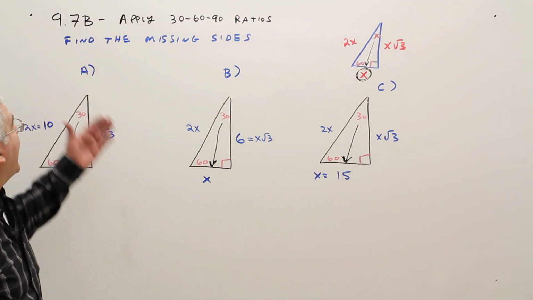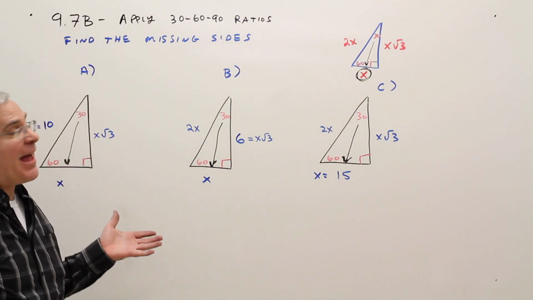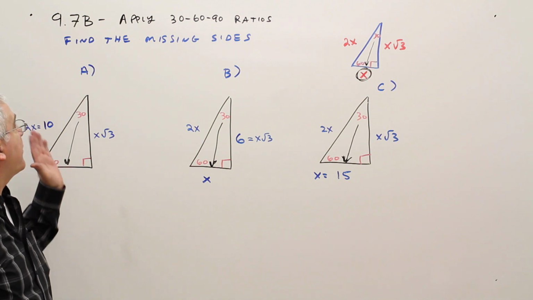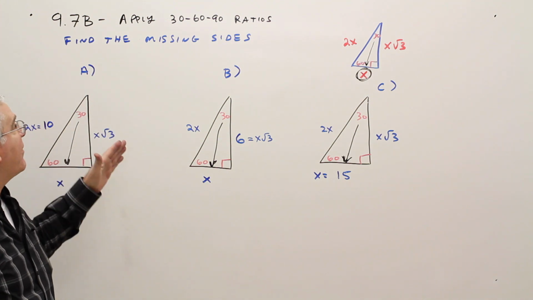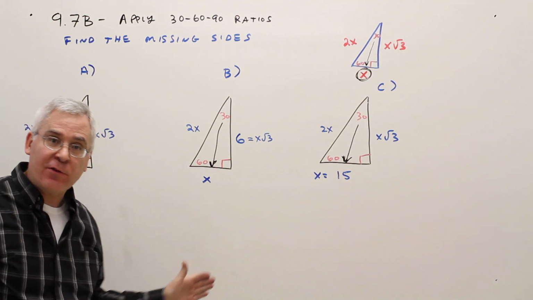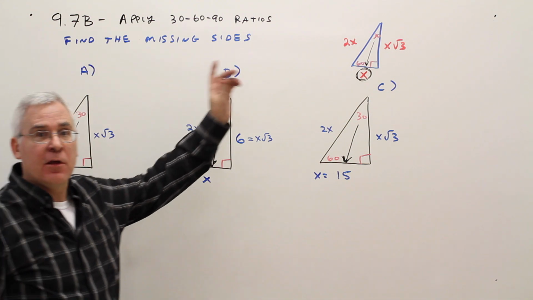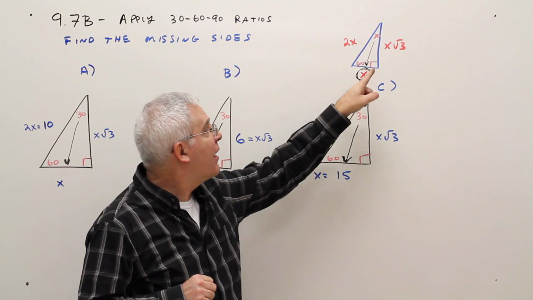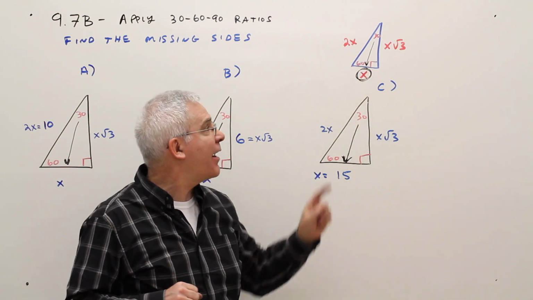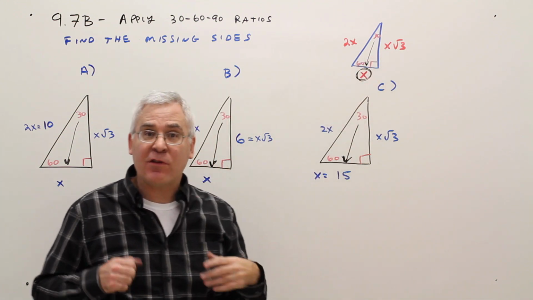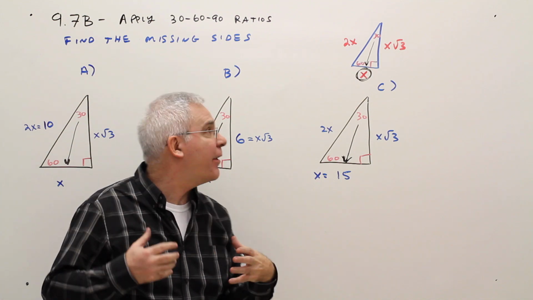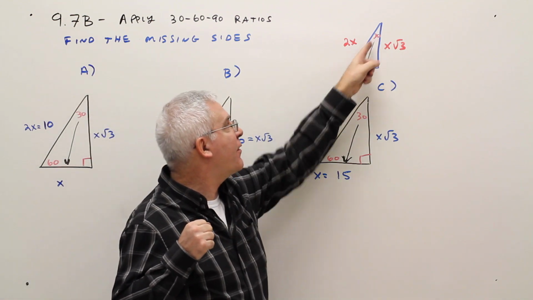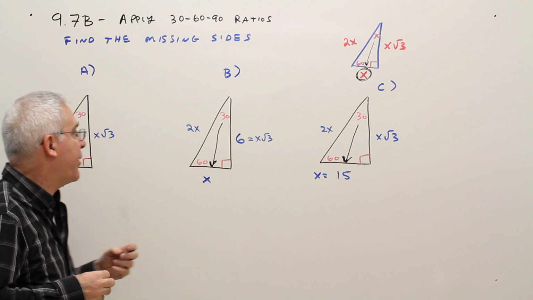Welcome to video 9.7b, apply 30, 60, 90 ratios. All right, our task is to find the missing sides. These are all 30, 60, 90 right triangles. Please recall, opposite the 30 is x, opposite the 90 is 2x, opposite the 60 is x radical 3. That's vital. The most important thing, the reference, opposite 30 is x, that's a good starting place.